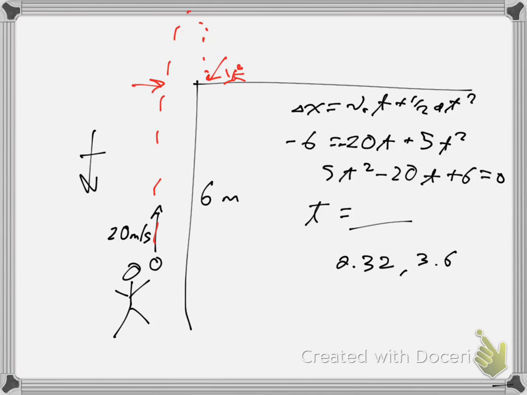So that's an introduction to what we would call vertical launch projectile motion. And next time in class we're going to add a dimension and do horizontal launches as well.